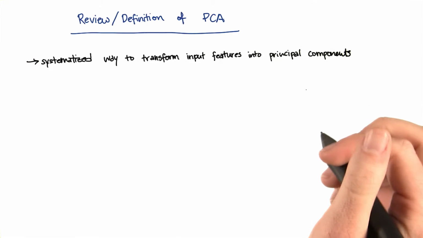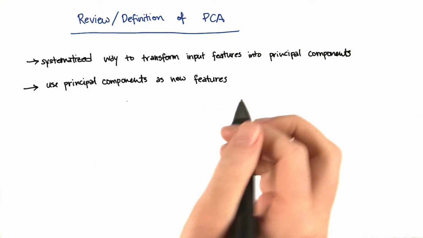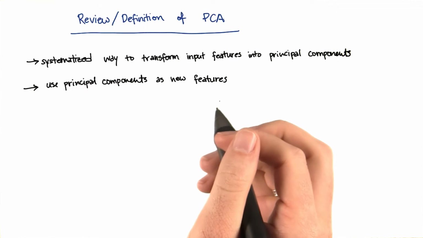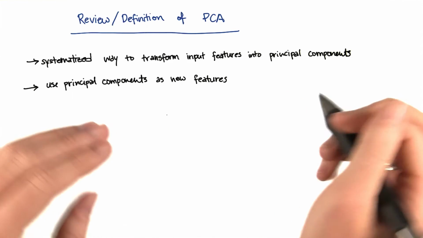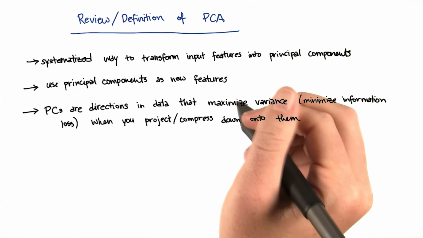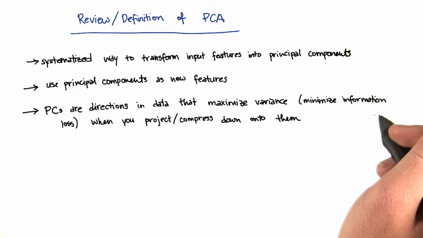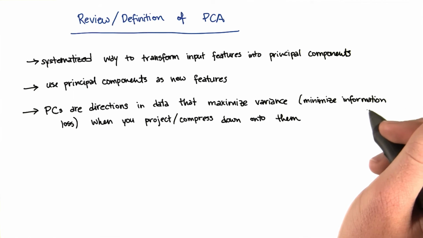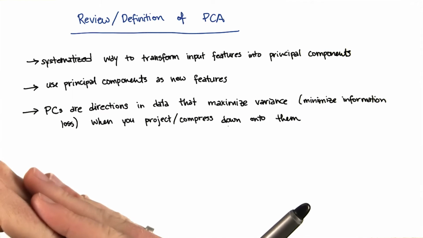PCA is a systematized way to transform input features into their principal components. Then those principal components are available to you to use instead of your original input features. So you use them as new features in your regression or classification task. The principal components are defined as the directions in the data that maximize the variance, which has the effect of minimizing the information loss when you perform a projection or a compression down onto those principal components.